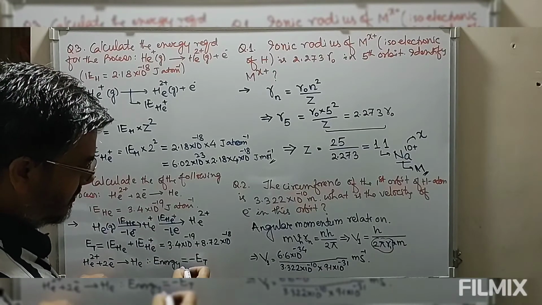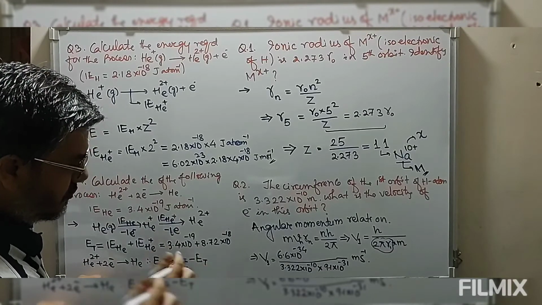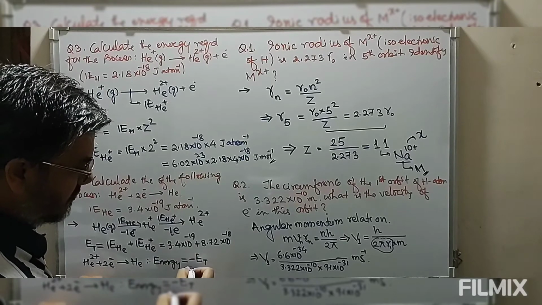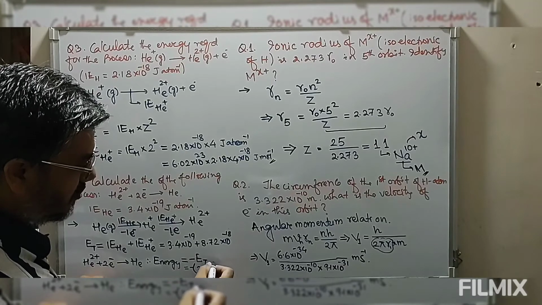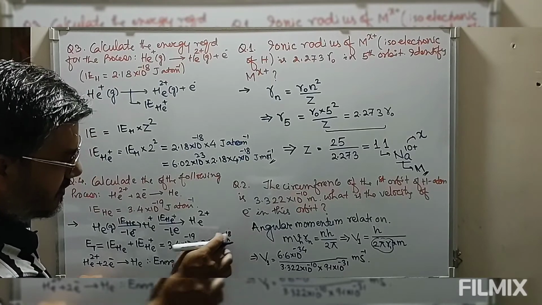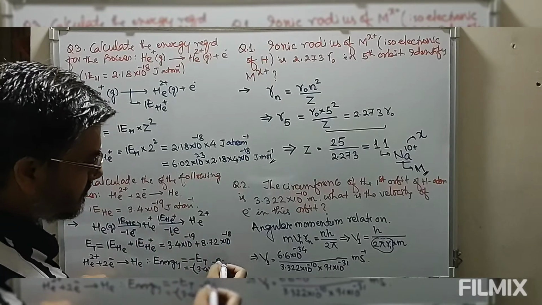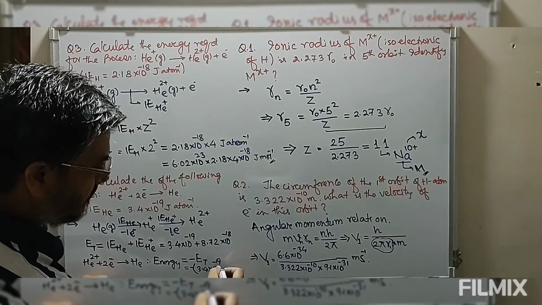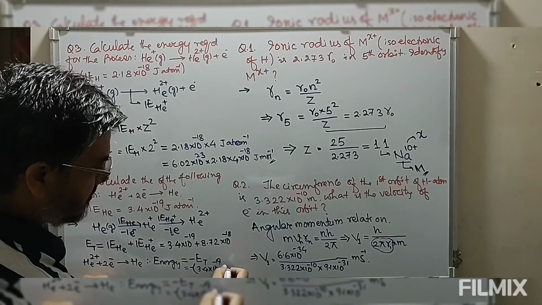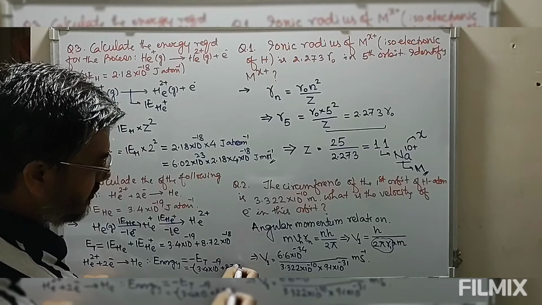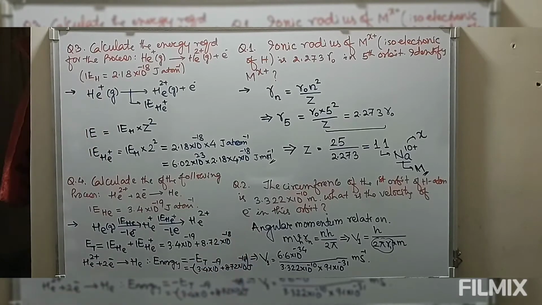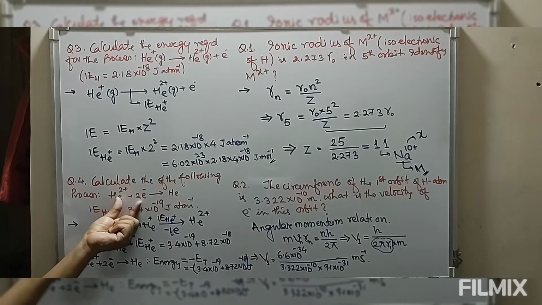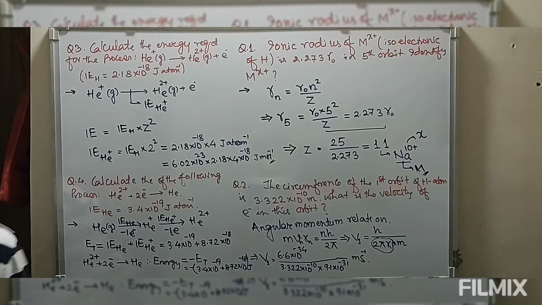Therefore this equals minus of this value, 3.4 into 10 to the power minus 19. This is 18, we can convert into 19 also. Plus 8.72 into 10 to the power minus 18. This is joule. So this much amount of energy will be released when the 2 electrons are added to helium plus 2.